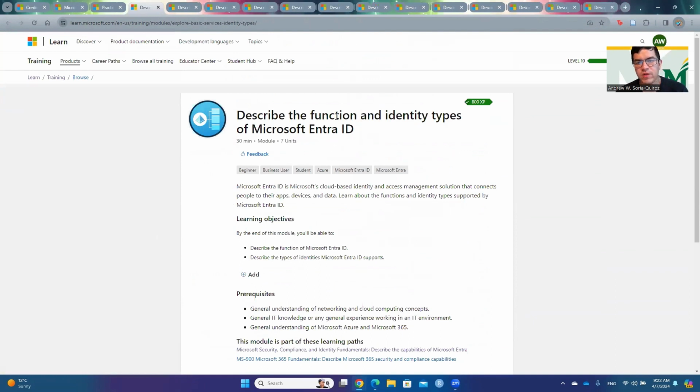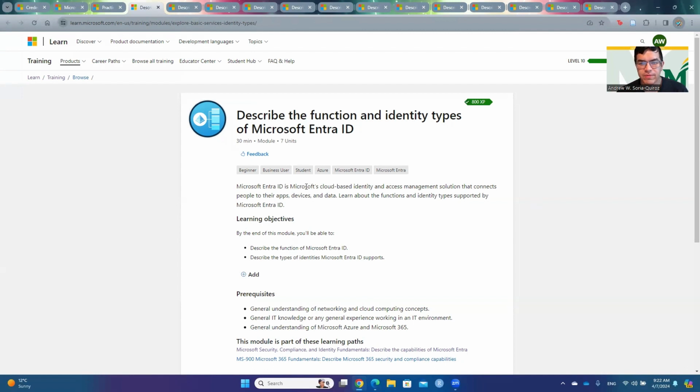The next one will be the functional entity types of Microsoft Entra ID. If you have been using Azure for a long time, don't confuse yourself. I found the naming to be very, very inconsistent. It is the same thing as Microsoft Azure Active Directory, even though it's not the same as Active Directory. That was the old name. Now it's called Entra, but that's something to take into account.